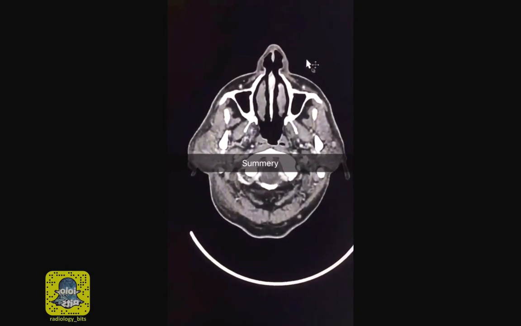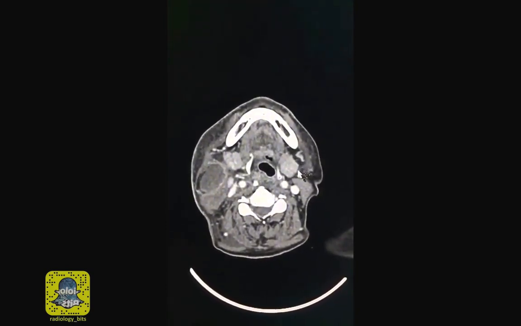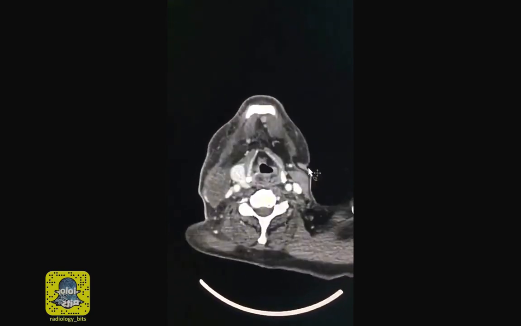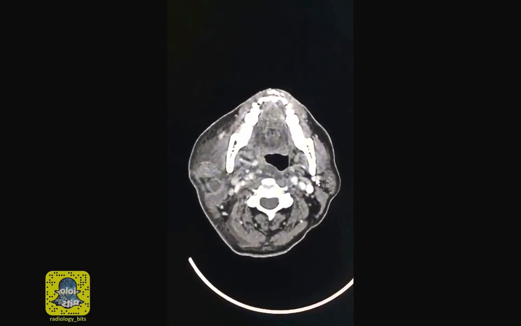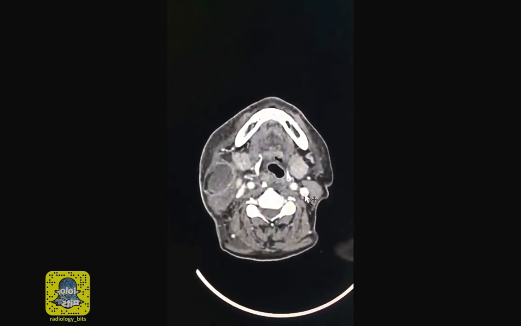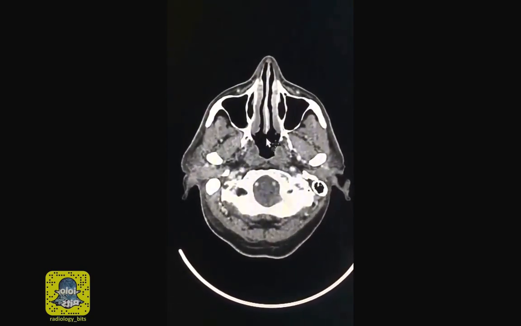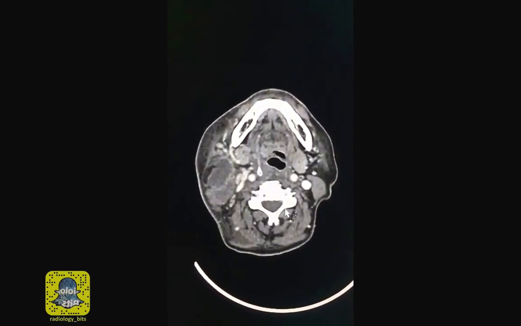Now let's summarize what we learned from this case. We talked about a few normal anatomical structures such as the submandibular gland, the parotid gland, and the thyroid gland. We highlighted the mandibular angle, the sternocleidomastoid, and the bifurcation of the carotid artery. We talked a little bit about the nasopharynx and the oropharynx, showing the vallecula and the piriform sinus.